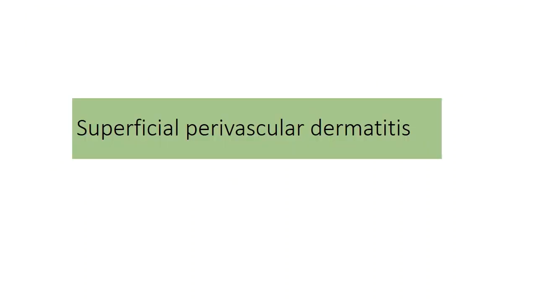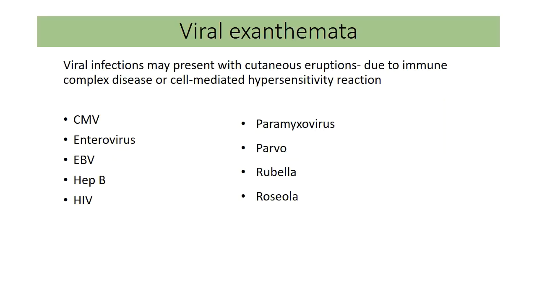First, we'll discuss the entities under superficial perivascular dermatitis. So the most common entity is viral exanthemata. These are the cutaneous eruptions caused by the viruses, which are due to immune complex mediated disease or cell mediated hypersensitivity reaction. And the most common viral etiologies are CMV, enterovirus, EBV, hepatitis B, HIV, paramyxovirus, parvovirus, rubella, and roseola.